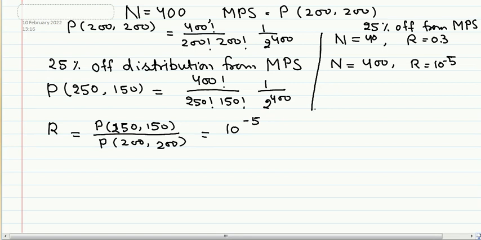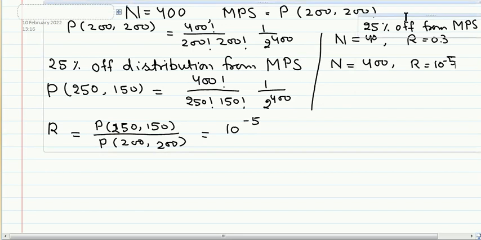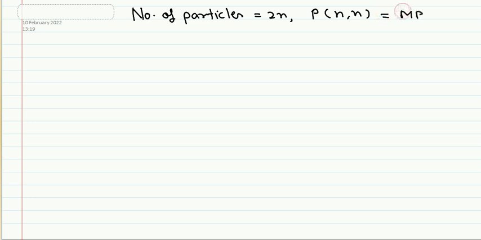So in this example we have taken a numerical value for n. Now we will take a general case. So let us go to a new page. For the general case, suppose the number of particles is equal to 2n. So the most probable distribution is n, n. This is the most probable distribution, or most probable state.